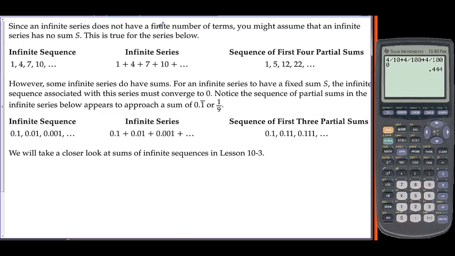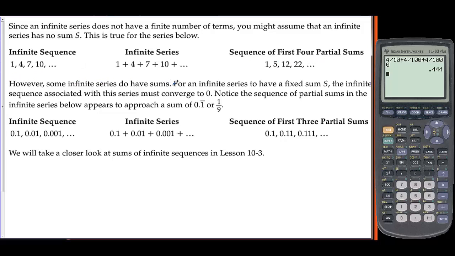Since an infinite series does not have a finite number of terms, you might assume that an infinite series has no sum s. This is true for the series below. If you have an infinite sequence 1, 4, 7, 10, the infinite series is 1 plus 4 plus 7 plus 10 plus keep on going. And the sequence of the first four partial sums are 1, 5, 12, 22. That means the first partial sum is 1. The second partial sum is 4 plus 1, which is 5. And then you add 7 onto 5, you get 12. And then if you add 10 onto 12, you get 22. This is going off to infinity. The partial sums are shooting off to infinity.